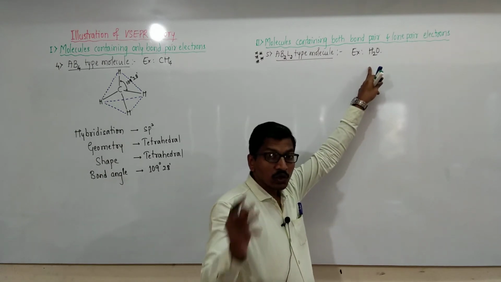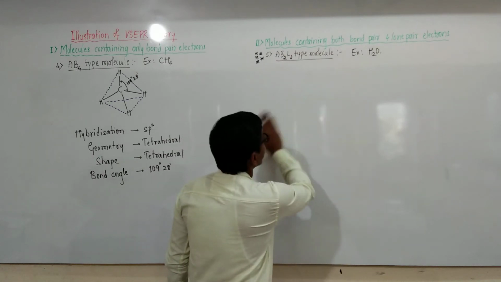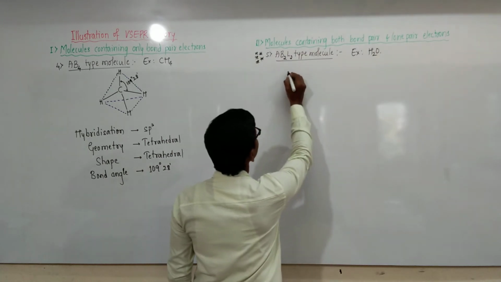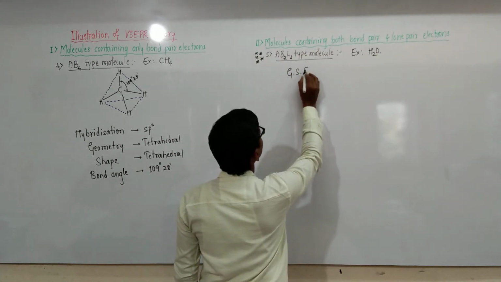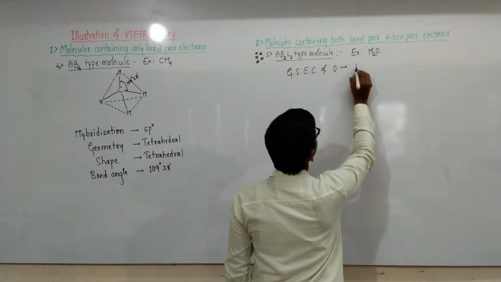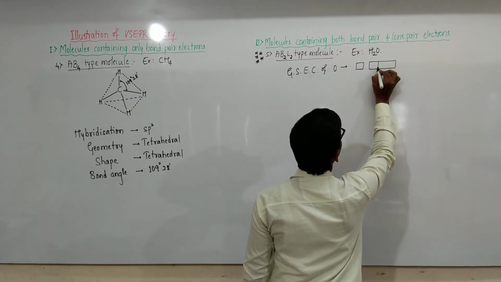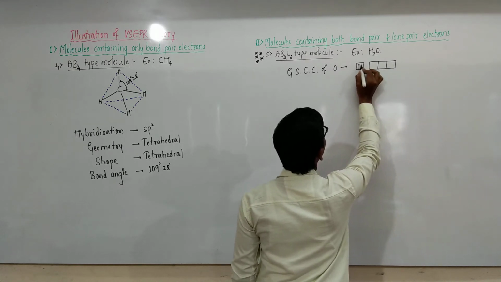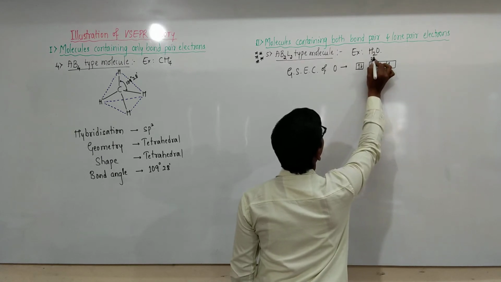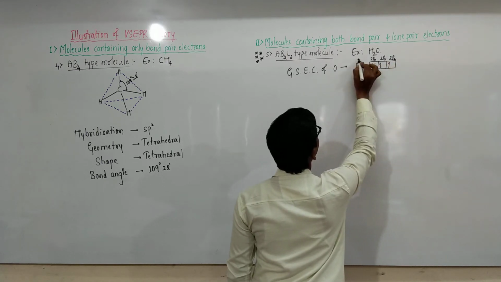Because it contains lone pairs of electrons along with bond pairs. The atomic number of oxygen is 8 and its ground state electronic configuration is 1s2, 2s2, 2p4, 2px, 2py, 2pz, this is 2s.